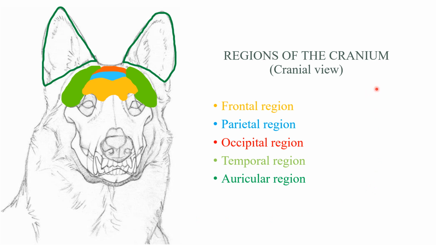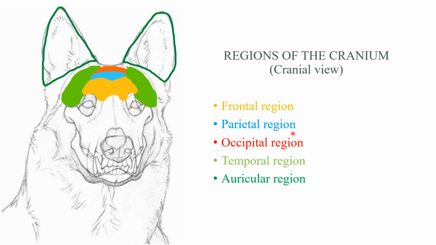Okay, so the regions of the cranium or the skull. This is cranial view, and as we talked before, cranial is basically the front portion, so we are looking at an animal from the front. I put everything in color so it will be easier for you to see. Now we have the frontal region, which is basically looking straight at us. You can think of it as the area between the eyes. So this is the frontal region.